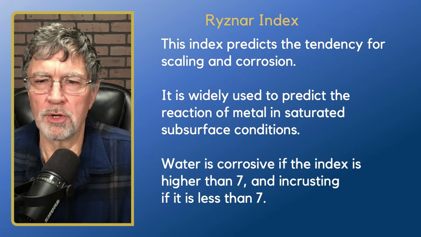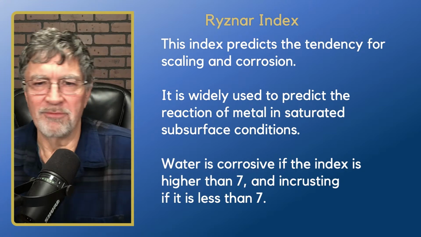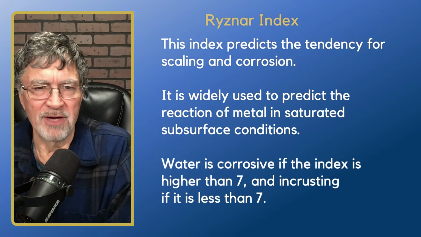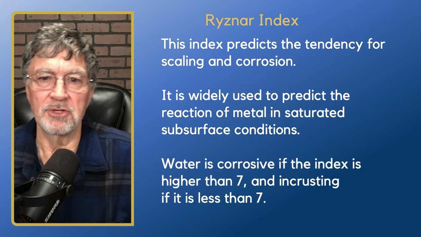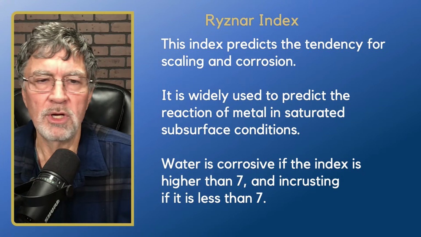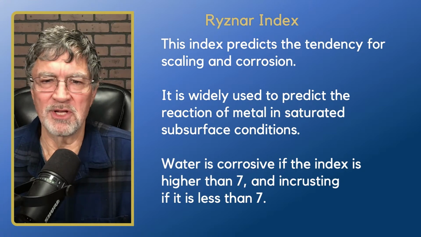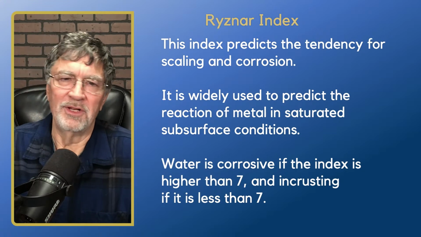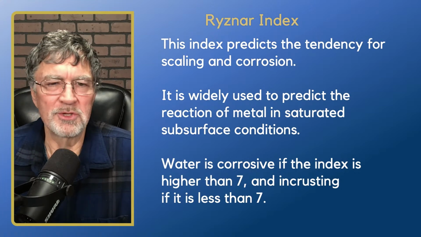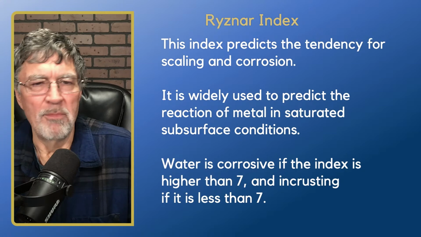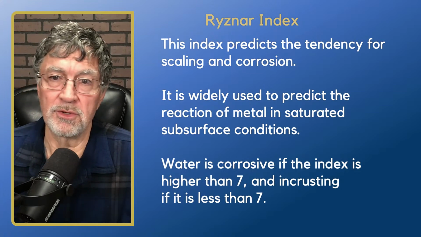But the way the Ryznar scale works is the water's corrosive if the index is higher than 7. So in the case of the Ryznar index, you're kind of flipped: higher than 7 is going to be corrosive, and lower than 7 is the potential for incrustations to develop. So 7 is considered balanced or neutral with the Ryznar index, so it kind of follows the pH scale, other than the fact that it's flipped. So 7 is neutral on the Ryznar index. High above 7 is corrosive, and below 7 is potential for incrustation. So that's the other one.